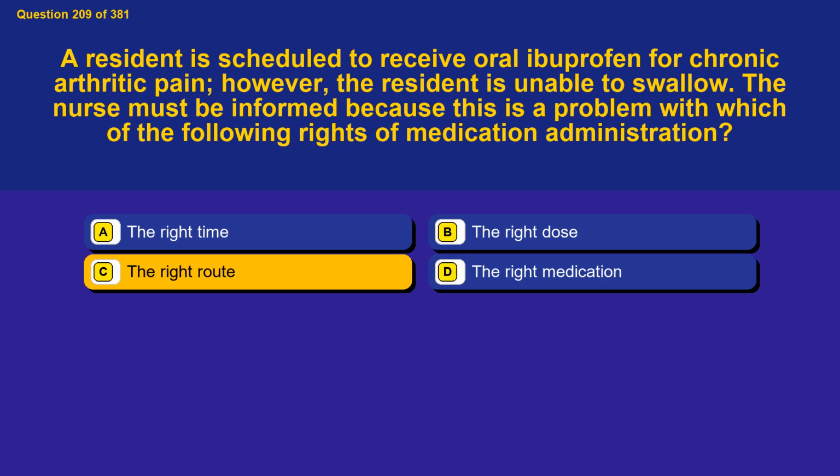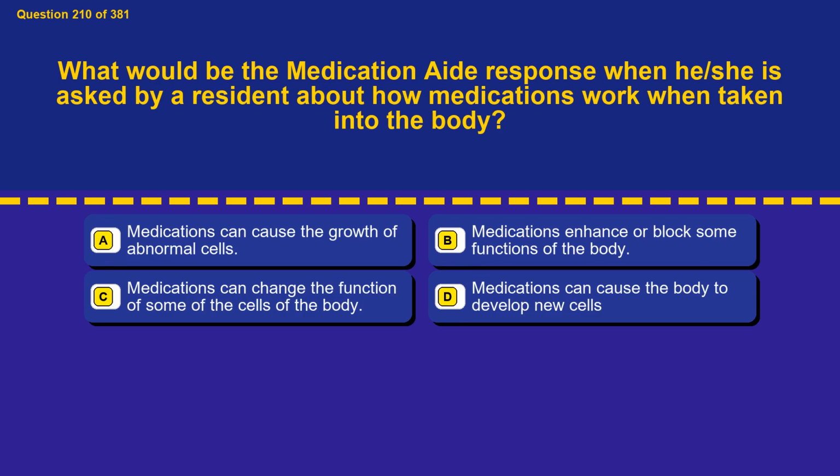The correct answer is option C, the right route. Question 210. What would be the medication aide's response when he/she is asked by a resident about how medications work when taken into the body? Option A. Medications can cause the growth of abnormal cells. Option B. Medications enhance or block some functions of the body. Option C. Medications can change the function of some of the cells of the body. Option D. Medications can cause the body to develop new cells.